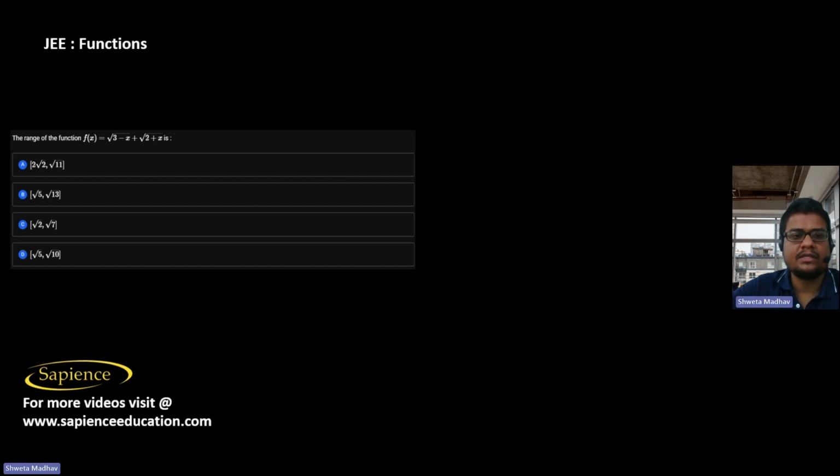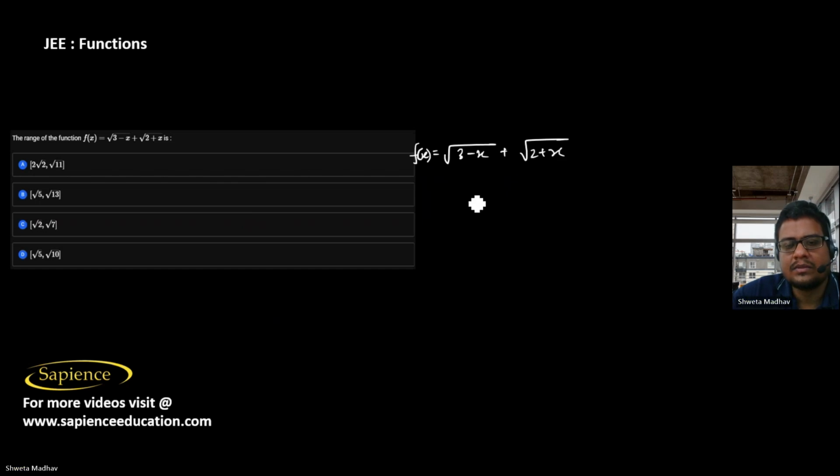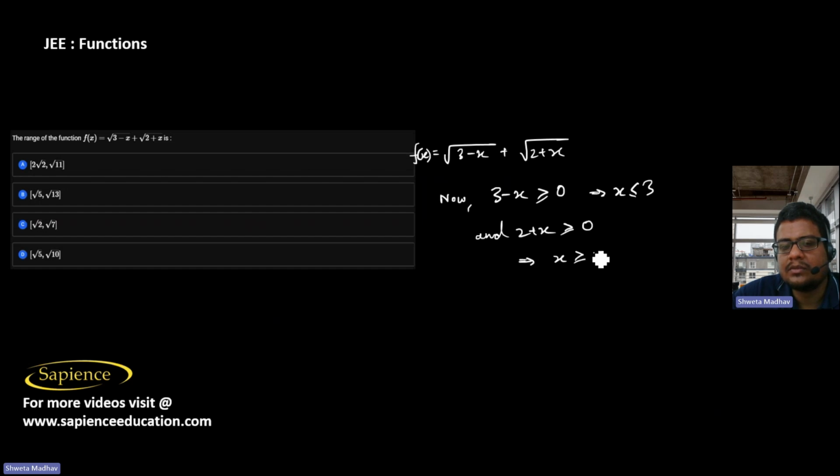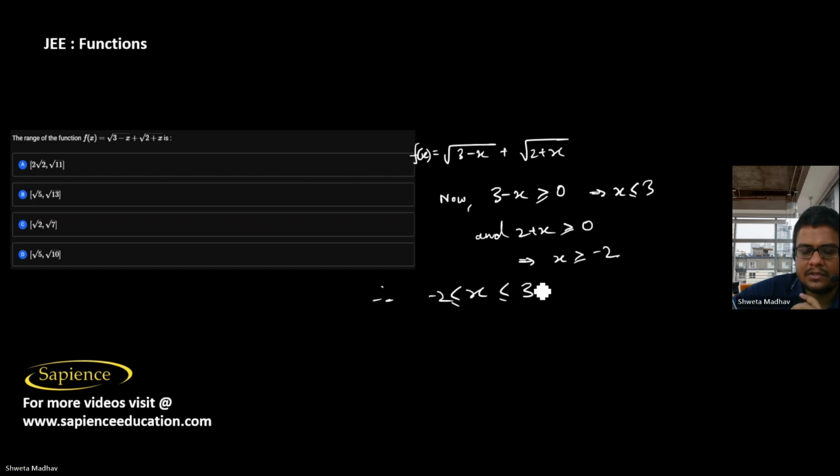And here you have to find the range of this function. So here the function f of x is root over 3 minus x plus root over 2 plus x. Now 3 minus x should be greater than or equal to 0, so it means x should be less than or equal to 3. And 2 plus x should also be greater than or equal to 0, so it means x should be greater than or equal to minus 2. So therefore x should be from minus 2 till 3.